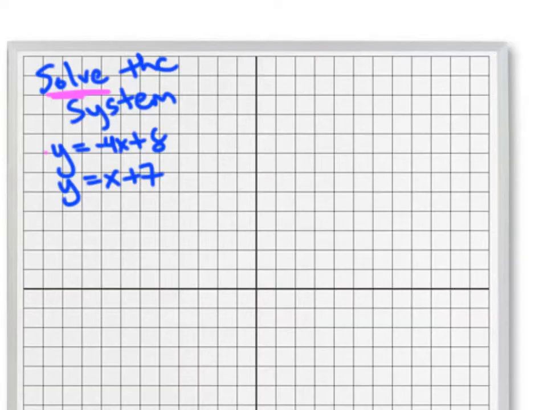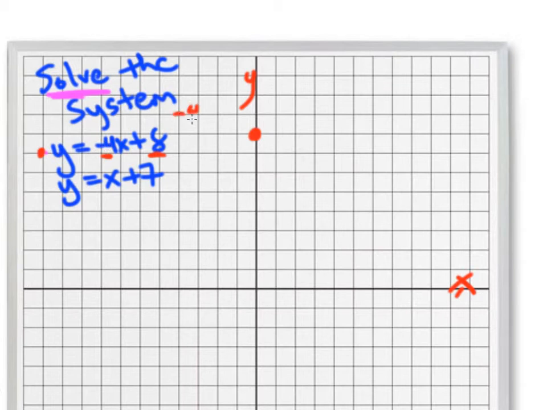So we want to find the point that works for both. Let me just do this quickly. So we have y equals mx plus b. All right, this is our b. So we're going to begin here. So we begin at 8. 1, 2, 3. Right, this is our x. This is our y. 1, 2, 3, 4, 5, 6, 7, 8. Right there.